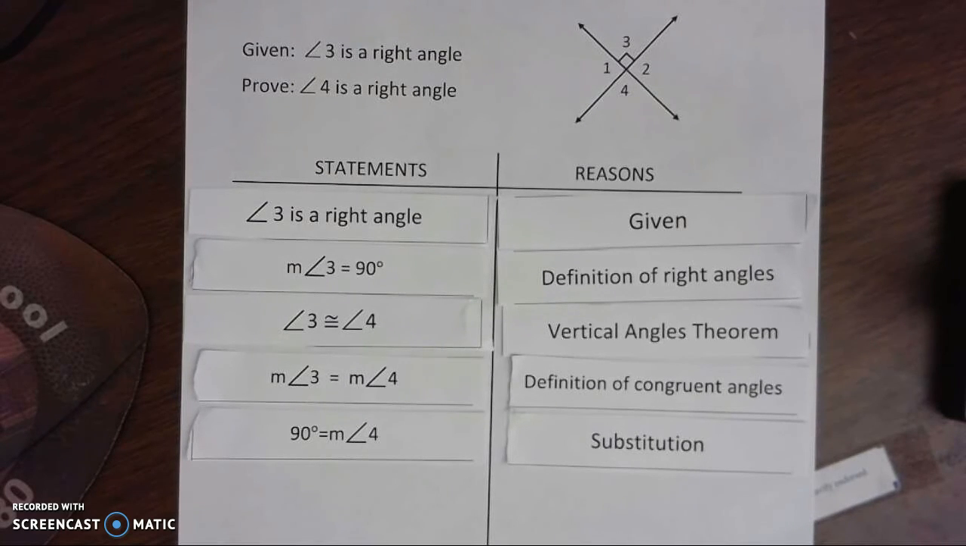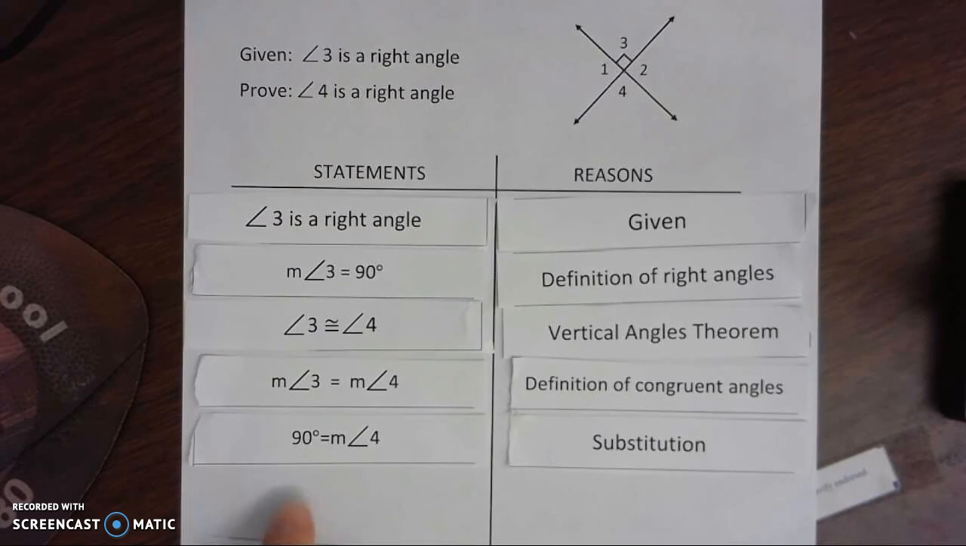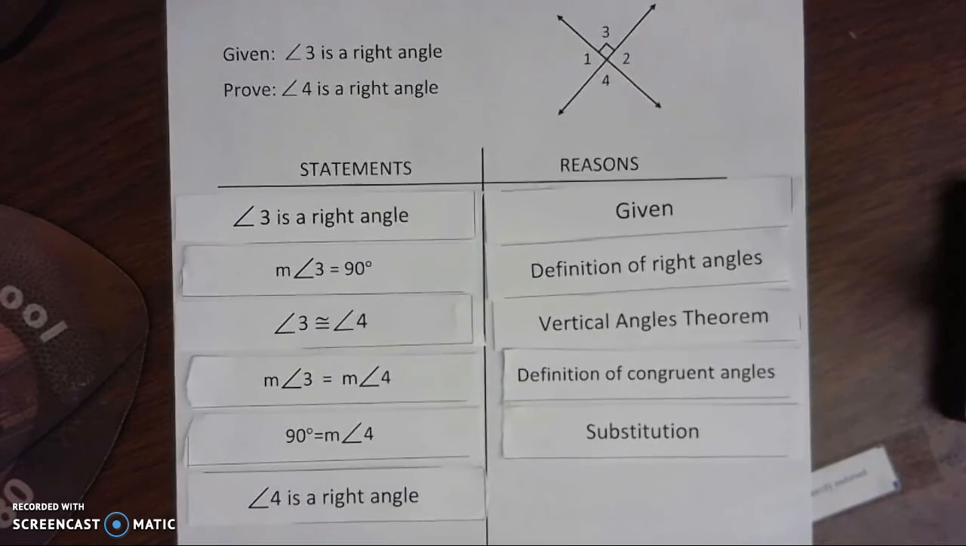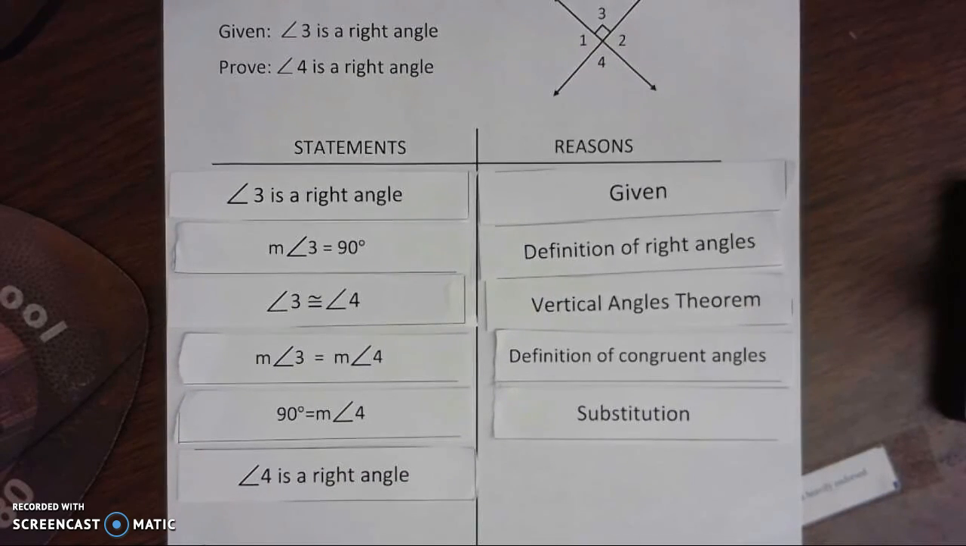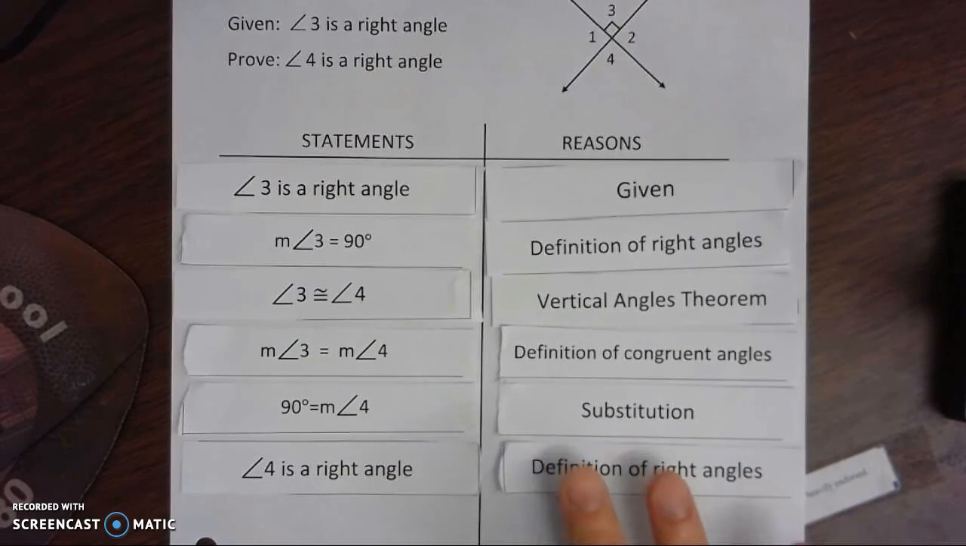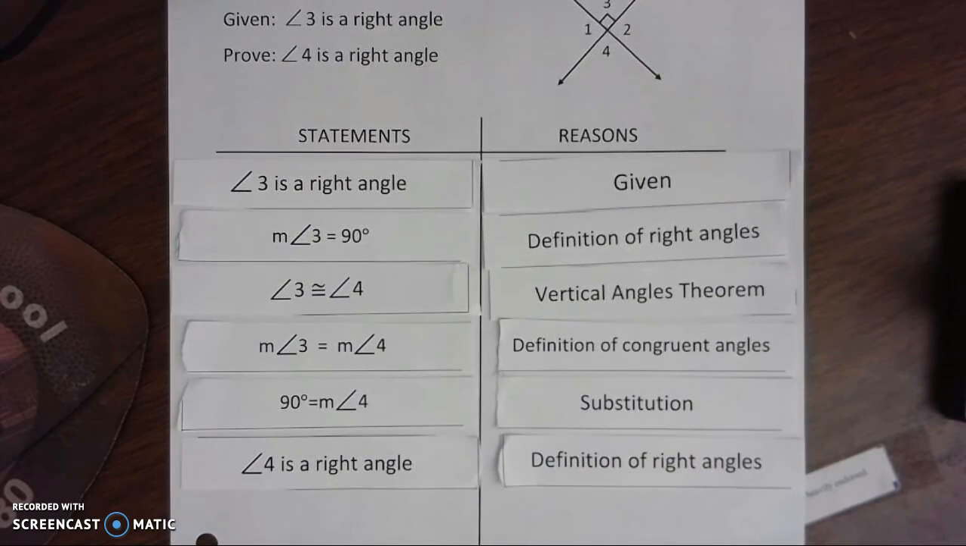Wow, indeed. All right. So now I know that 90 degrees equals the measure of angle 4. I only have two things left. So process of elimination. If the measure of angle 4 equals 90 degrees, does that mean it's a right angle? Yes. Sure does. And the reason? Definition of right angles. Outstanding. All right, I'm going to pause this video. I'll stop this video and I'll make a new one for proof puzzle number 2.